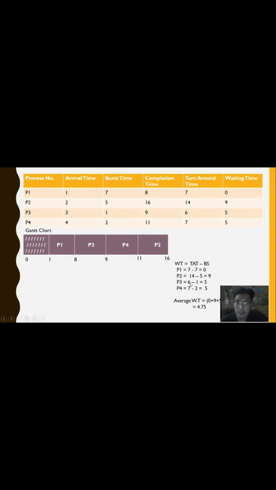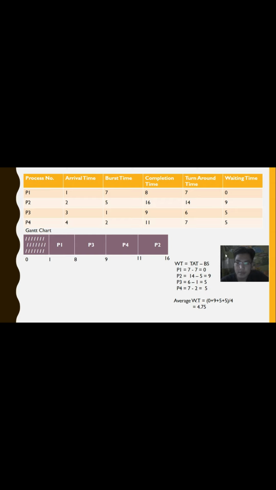So to compute the average waiting time, we have to add the processes 0 plus 9 plus 5 plus 5, then divide by 4. And the answer is 4.75.